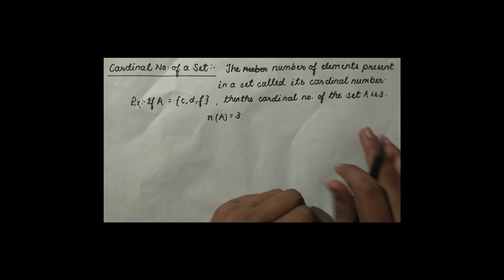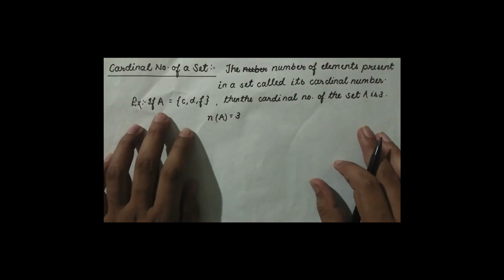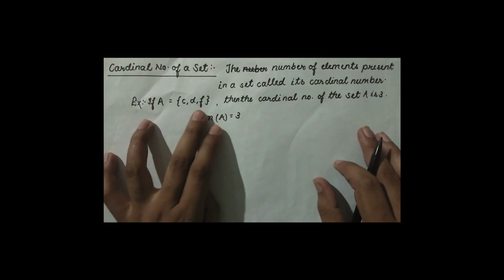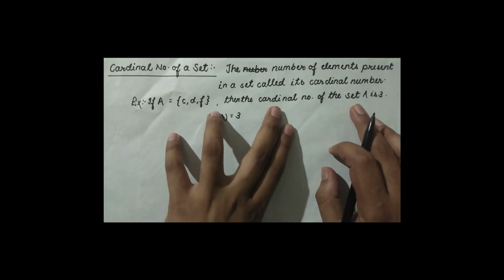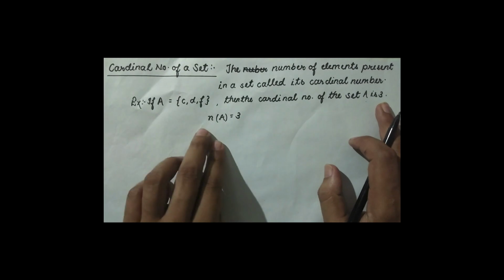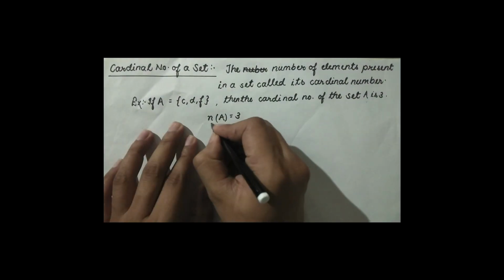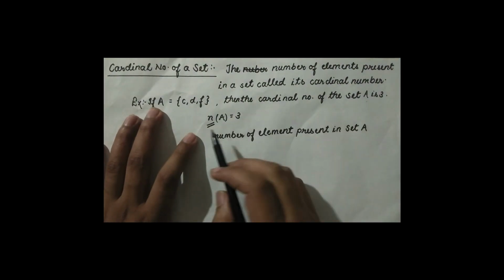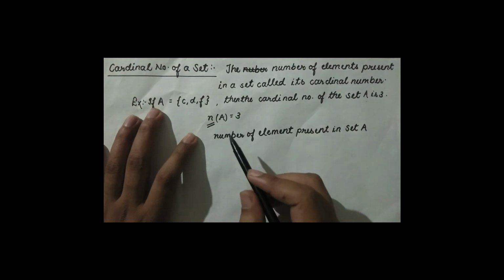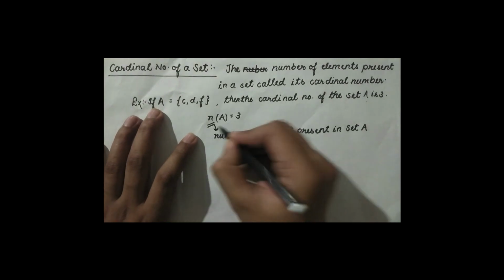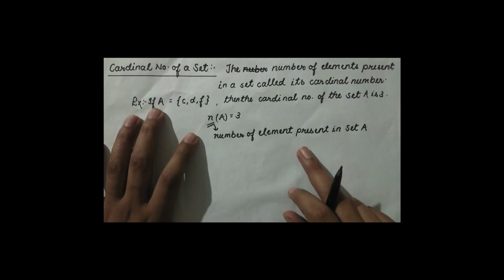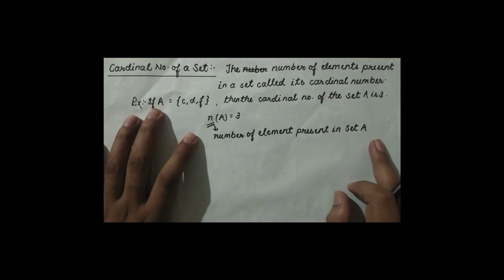So for example, if A has C, D, F, 3 elements, then the cardinal number of the set is 3. This is represented by n, so we can say that n(A) equals 3, but it is not the right way to tell the cardinal number. So we say that the number of elements present in set A equals 3.